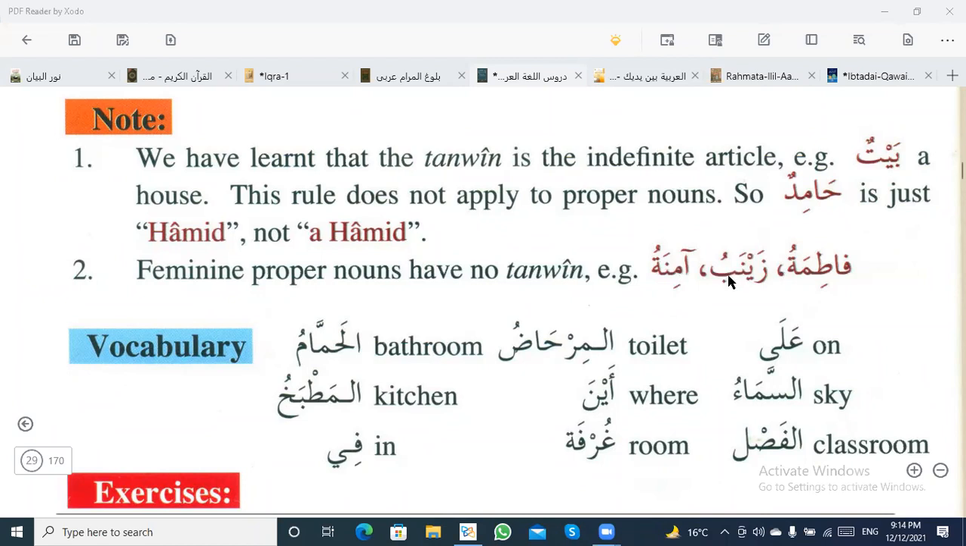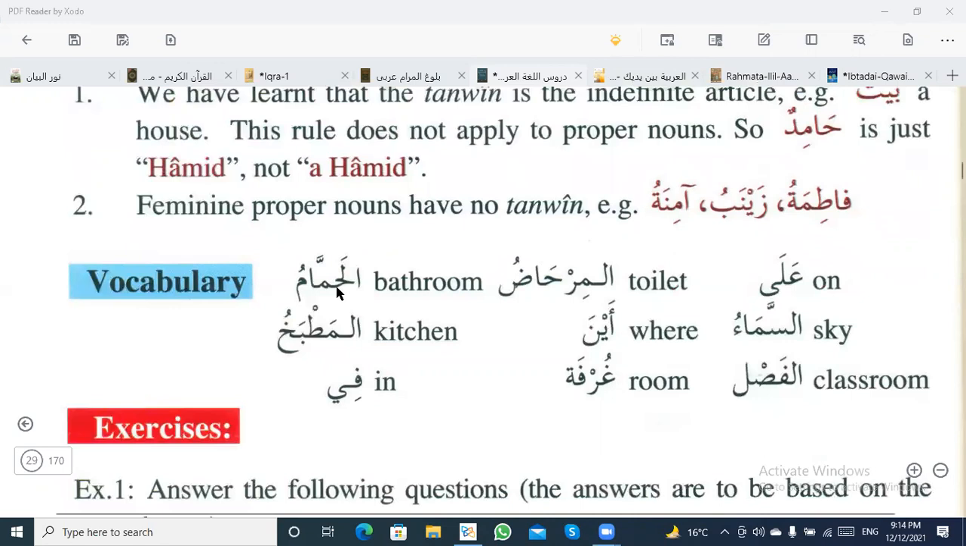Zainabu. Fatimatu. Okay, we don't say Aminatun, Zainabun, Fatimatun, because feminine proper nouns have no tanween. Okay.